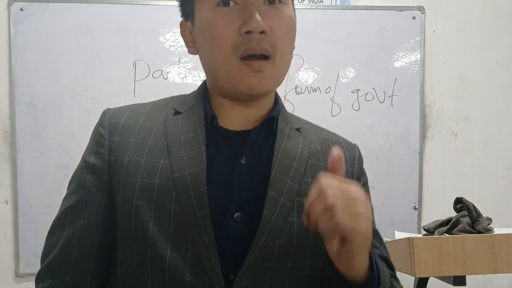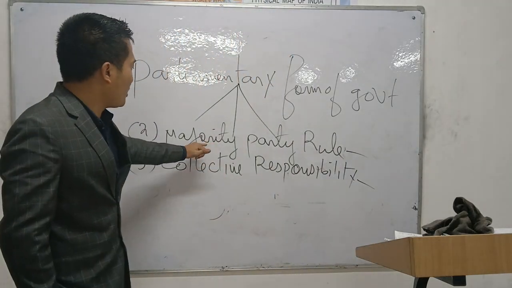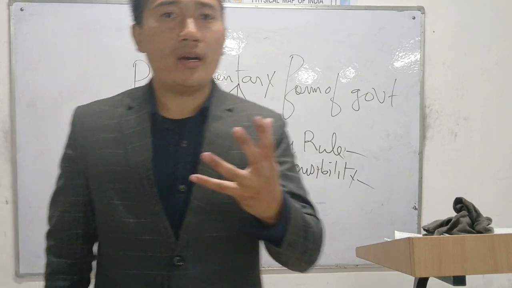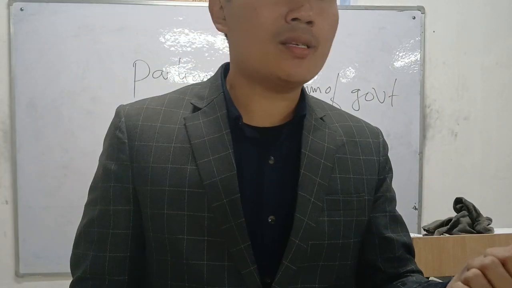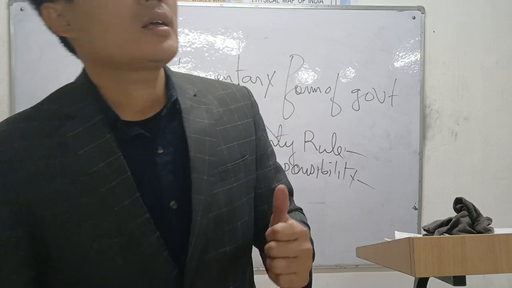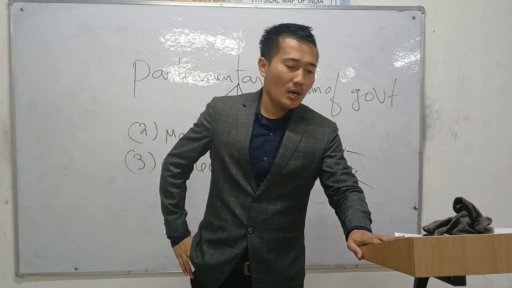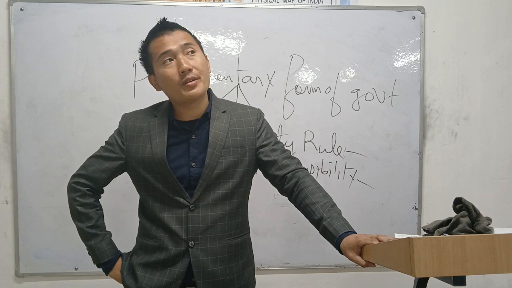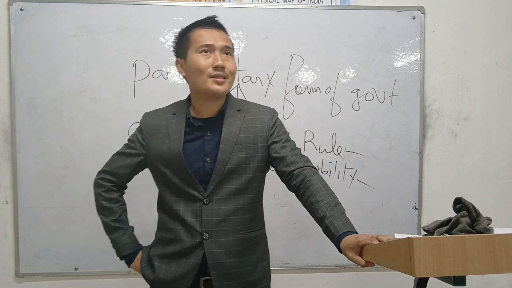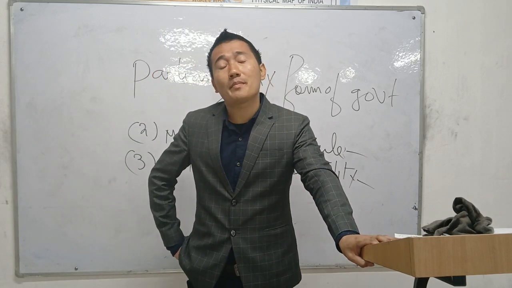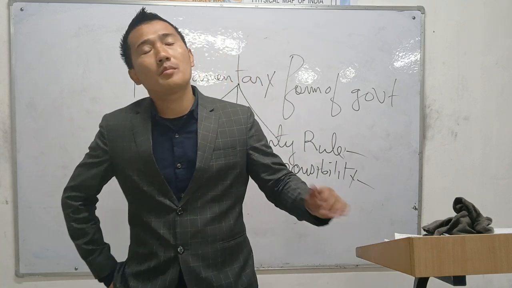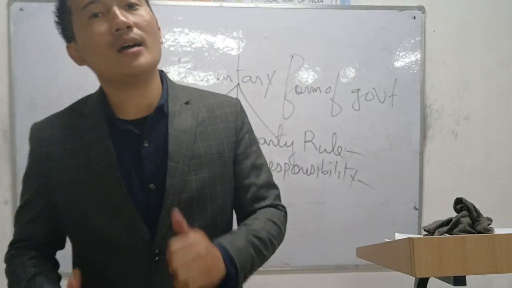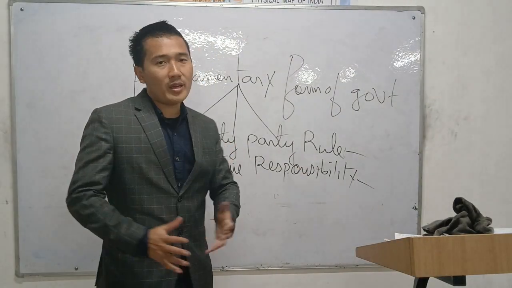Next feature of a parliamentary form of government is majority party rule. Majority party rule means the political party which gets a majority in the elections will run the country. In short, take the example of the Lok Sabha now. Narendra Modi is the Prime Minister of India, right? Because in this year's elections, it was the BJP who held a majority. So the BJP is running the country, right? Because Modi has got a majority. So that's why he's running the country.